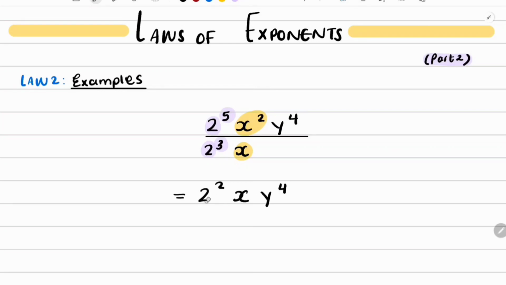Remember, everything that is here is naturally on the numerator because they divided perfectly. Then look at this expression. Is there anything that actually can be simplified? It's the 2 squared. The 2 squared actually has a numerical value. We can just say 2 squared is equal to 4. So our answer is 4x and y to the power of 4.